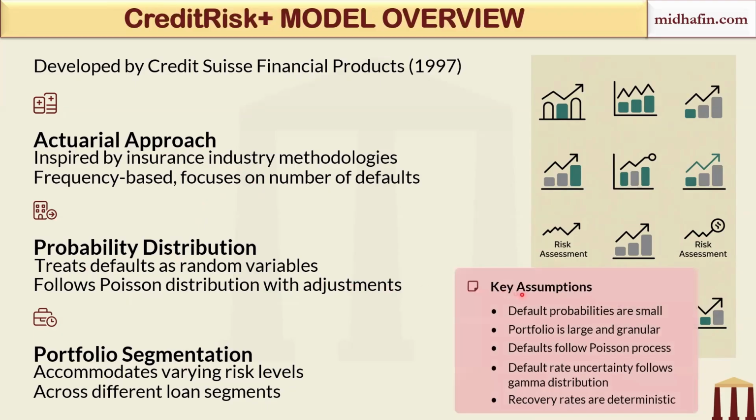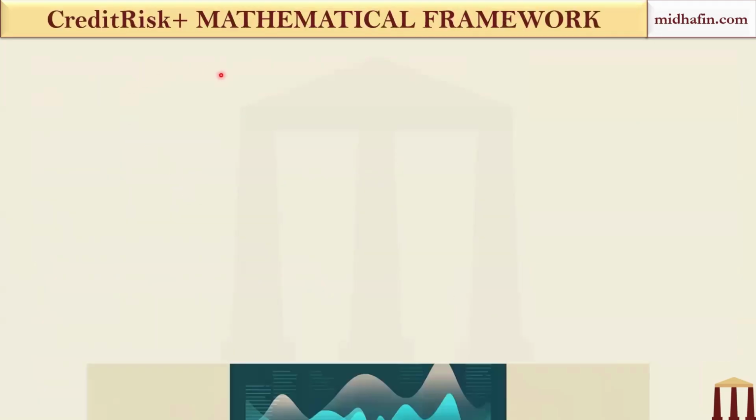Now, what are the key assumptions that we have in CreditRisk+? We have highlighted the assumptions in brief, and some of those assumptions will again be repeated when we see the mathematical framework. The default probabilities are assumed to be very small. The portfolio is assumed to be large and granular, which is again quite a realistic assumption. Defaults follow a Poisson process. Default rate uncertainty follows a gamma distribution, and recovery rates are deterministic. So with these assumptions in mind, let us see the mathematical framework of CreditRisk+.